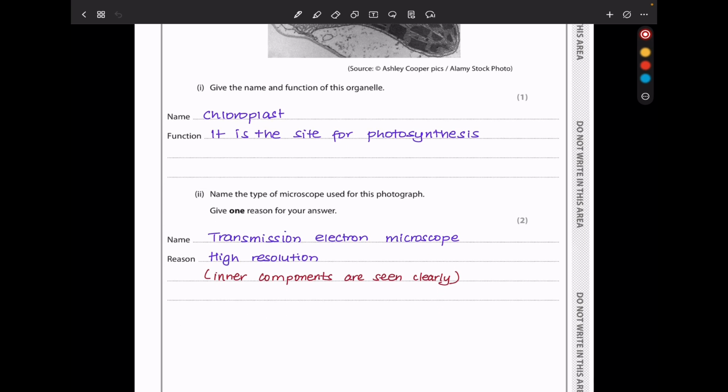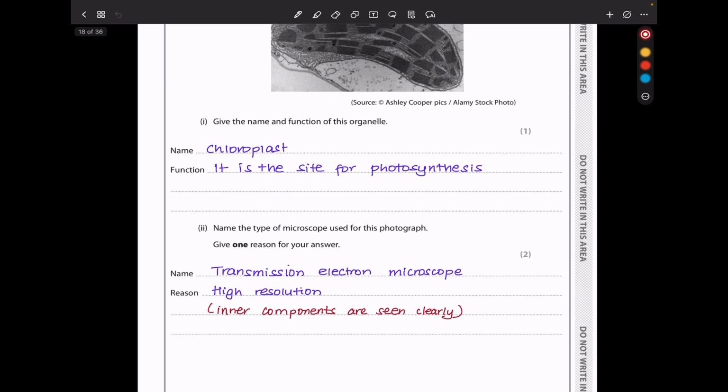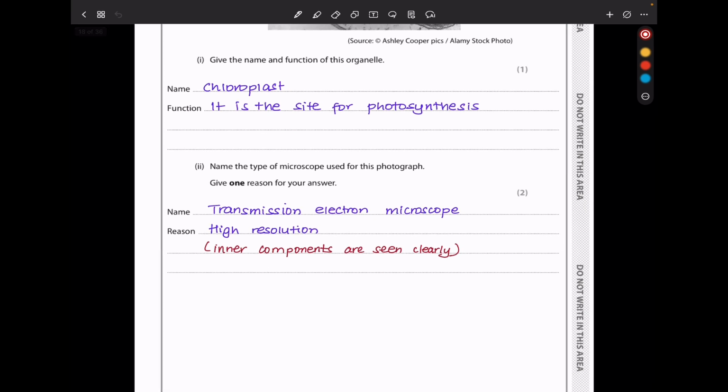Name the type of microscope used for this photograph. Give one reason for your answer. If we look at this photograph, we can see everything on the inside. We can see the thylakoids, we see the grana, we see even the lamellae connecting the thylakoids. This means they've used a microscope that has great resolution, and this should be a transmission electron microscope. So I say transmission electron microscope because it has high resolution. Resolution helps us to tell things that are so close to each other apart.